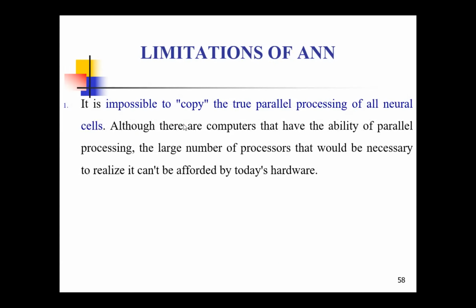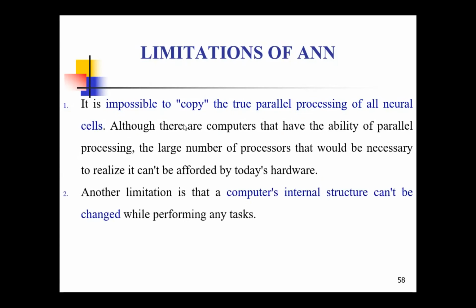But there are some limitations. Even though we mimic biological neurons, it is highly impossible to copy the true parallel tasking nature of the neural cells. Multitasking is possible with biological neurons, whereas we can do multitasking in these artificial neurons, but it is not that close to biological neurons. The internal structure of biological neurons will change or adapt to the environment, whereas the computer's internal structures cannot be changed.